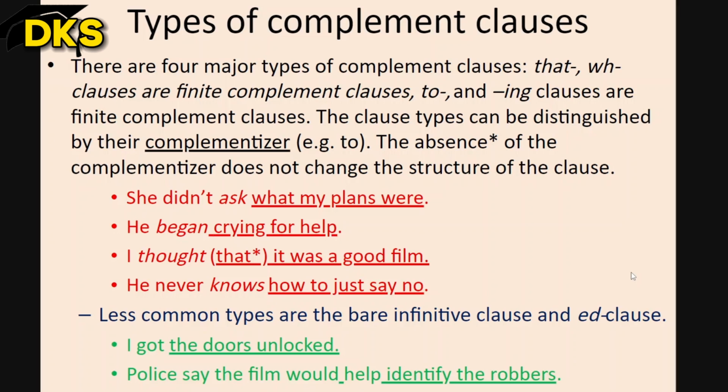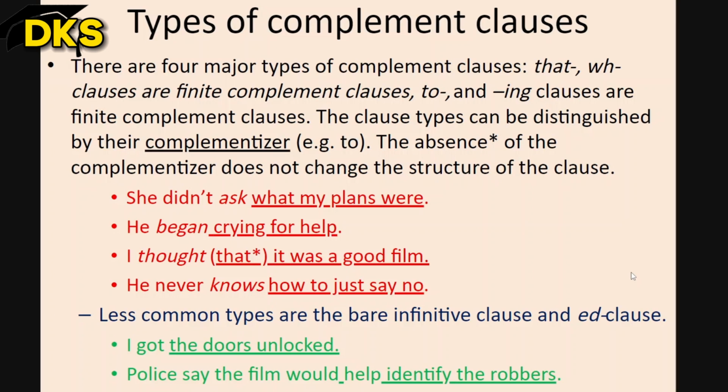He got the doors unlocked. So unlocked is the third form of the verb. I get my clothes pressed. My clothes pressed. So it is an ed clause. So these are the kinds of clauses that we can make use of so far as complement clauses are concerned.